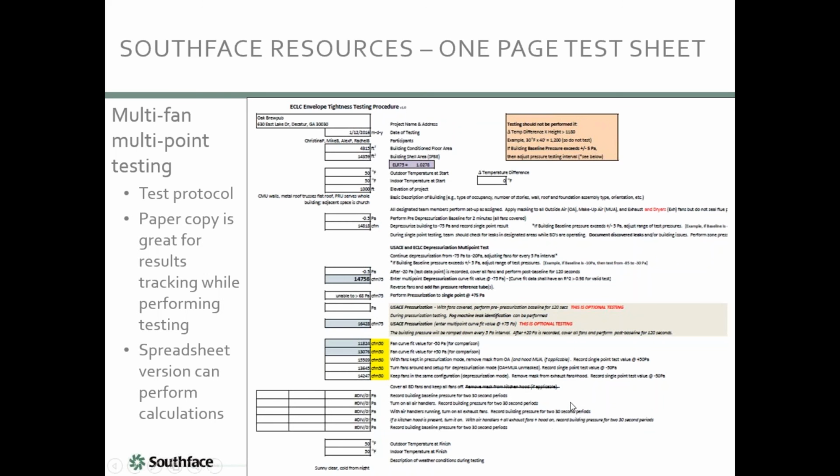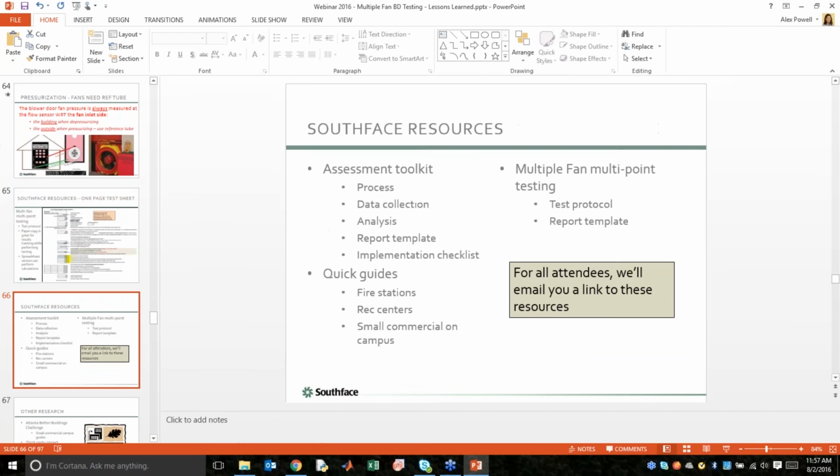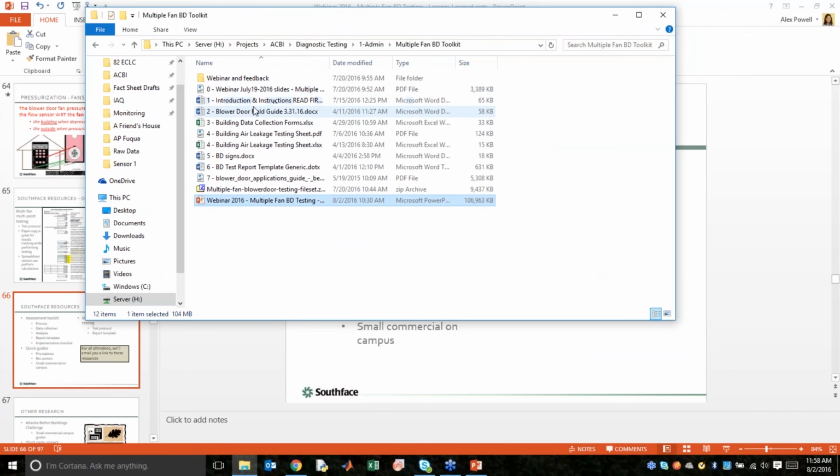We also did some building pressurization just to see, with everything turned off but nothing taped off, what is the building pressure? Turn on the air handler. What is the building pressure? Turn on the exhaust fan. What is the building pressure? This would allow us to sort of follow a protocol. So all of these tools are part of the multiple fan testing toolkit.